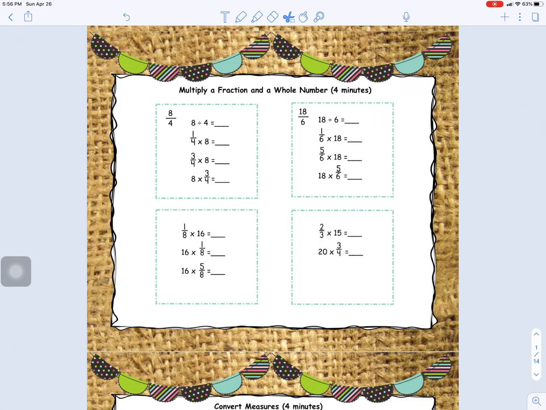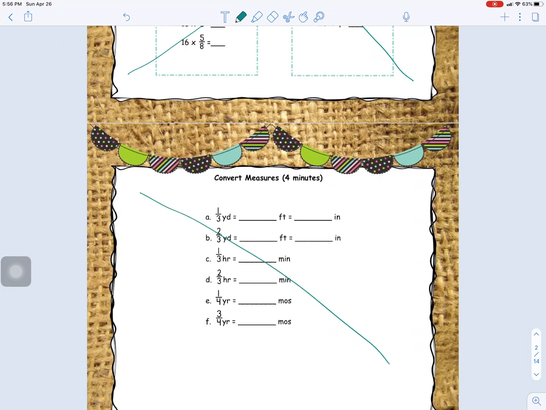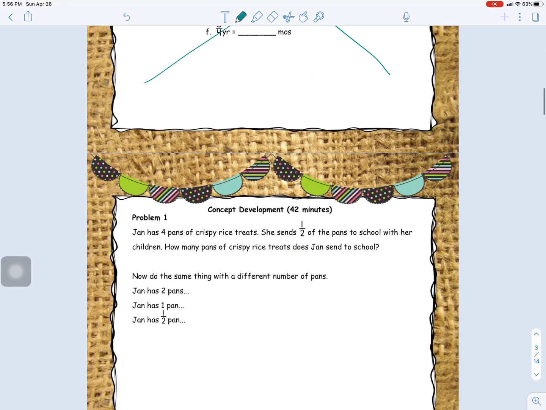Okay, boys and girls, this is Module 4, lesson 13, and we're going to skip a few things and get right to the lesson.